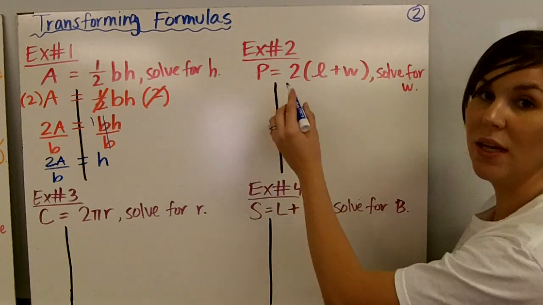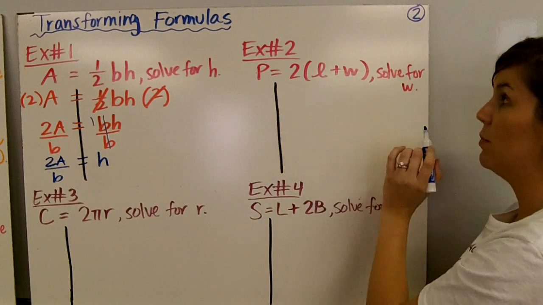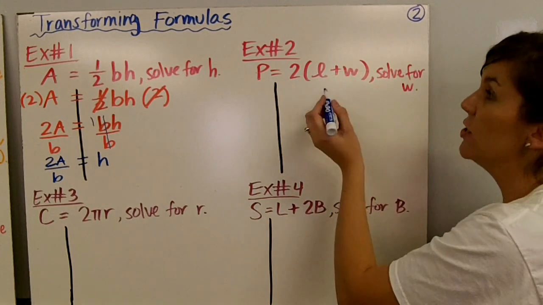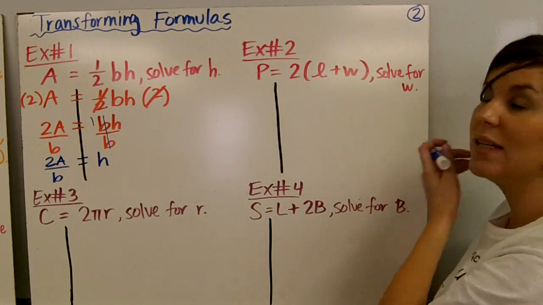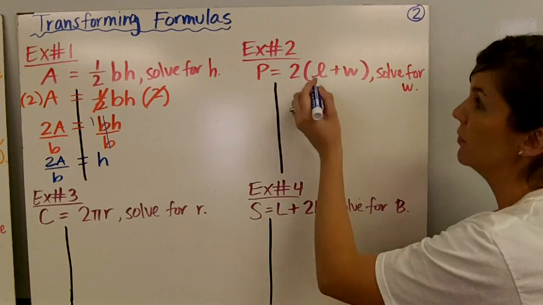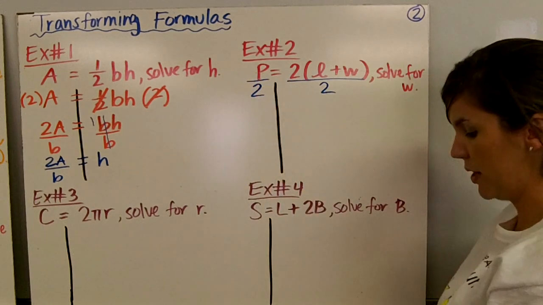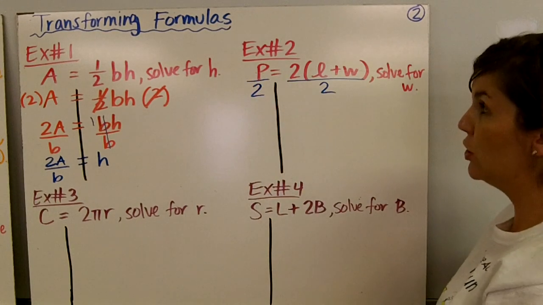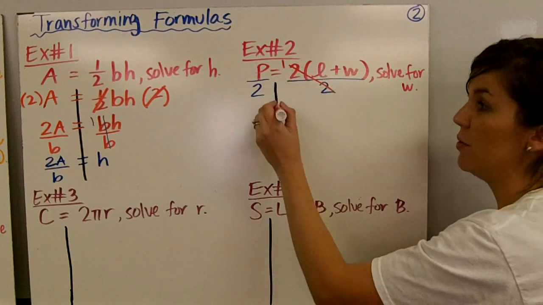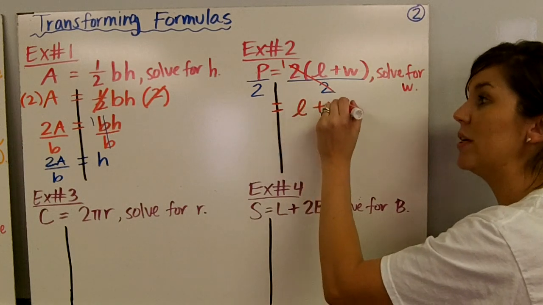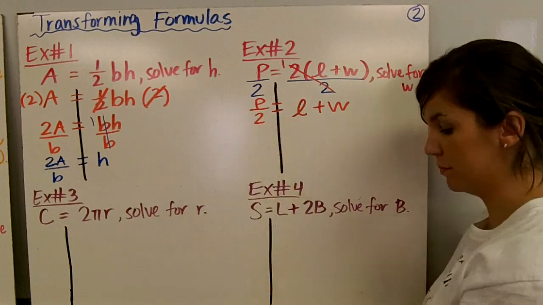Example number 2. P equals 2 times the quantity, this is in parentheses, L plus W. Solve for W. So here's W and it's inside our parentheses, but we have this 2 on the outside. Instead of distributing the 2, we're going to divide by it. Divide both sides by 2. Now when we do this, 2 divided by 2 is 1. 1 times L plus W is just L plus W. We can drop our parentheses here. P divided by 2, we can just carry down.